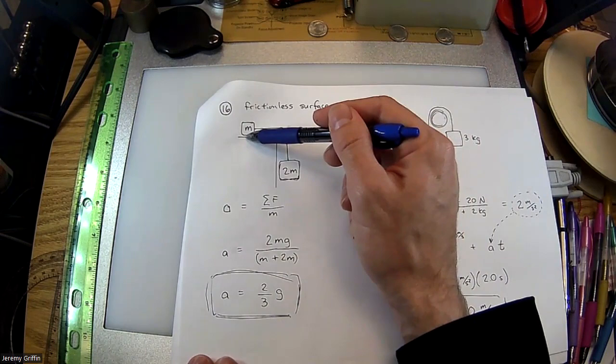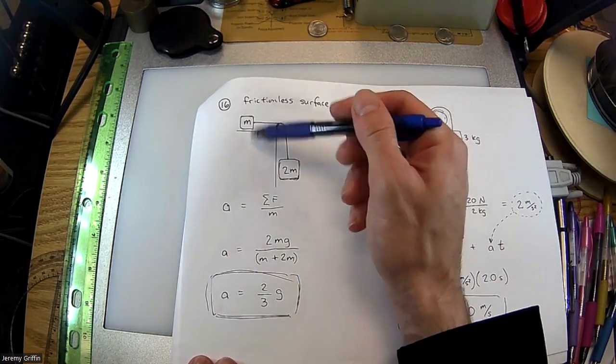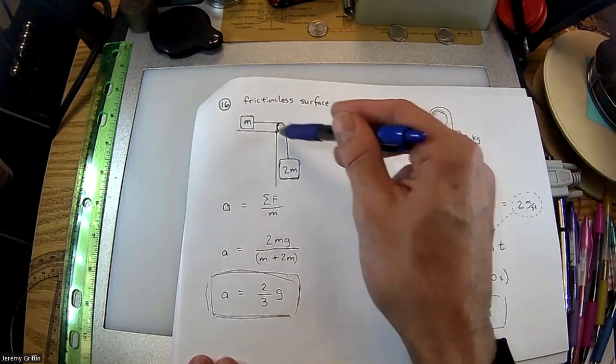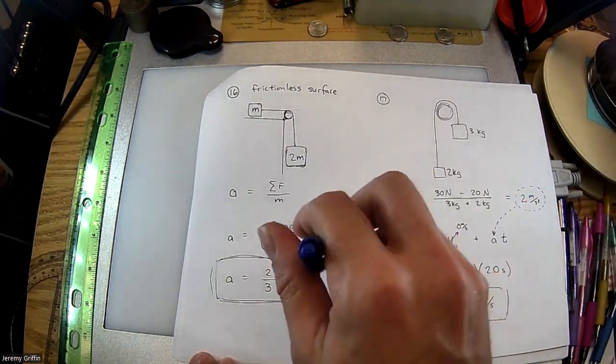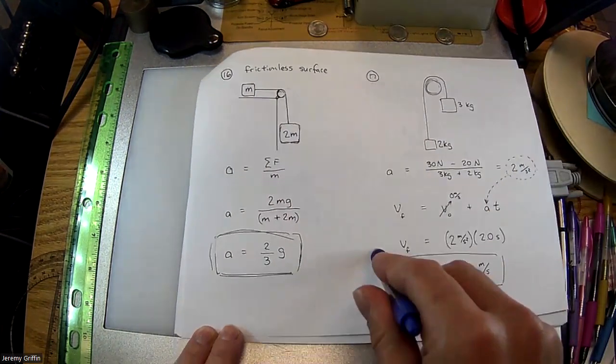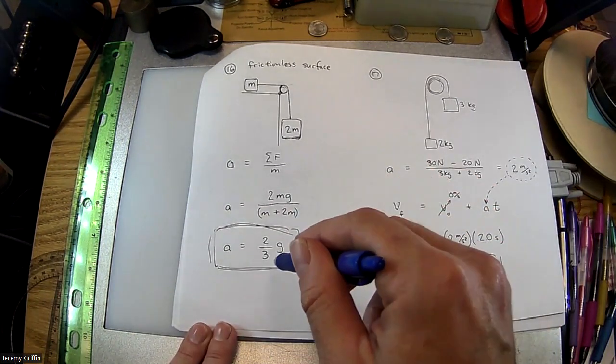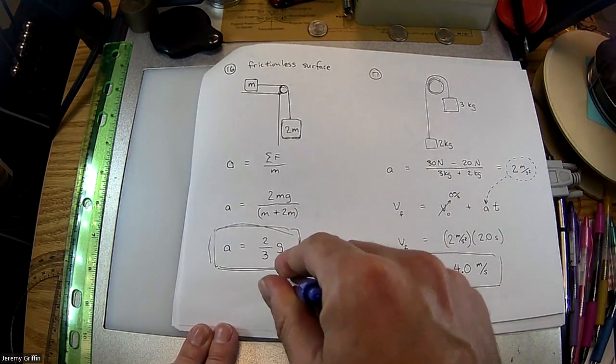Now this top mass has its own weight, but there's also a normal force canceling it out. So whatever, that goes away. And the tension, well, that's just internal to the system. And so what is that net force moving? Well, it's moving 2m plus m. So it's 3m. The m cancels, and acceleration is 2/3 of gravity.